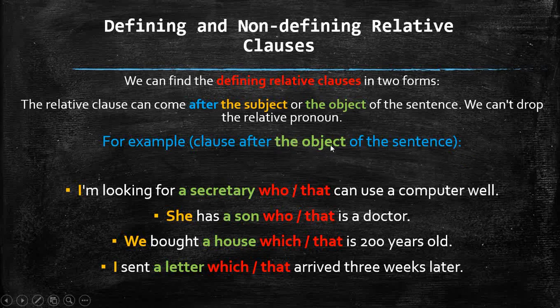Now look, the object is the one that is in color green. The first one, I'm looking for a secretary who can use a computer well, or that can use a computer well. Remember, we can use who for talking about people, or that is used for talking about people or objects. In this case, we're talking about the object, a secretary, who can use a computer well.